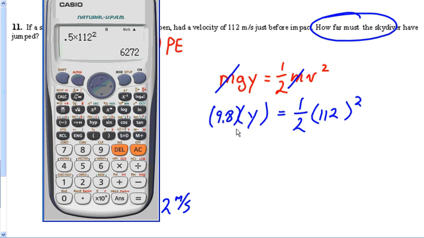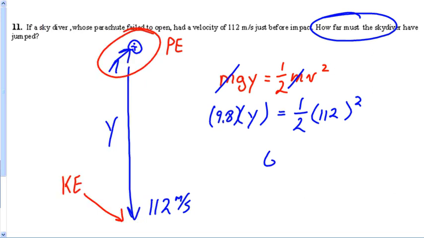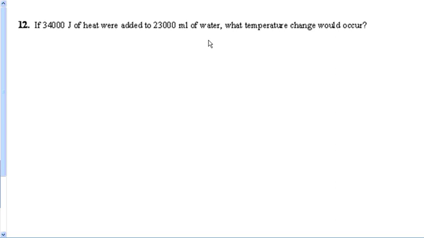Now I'm going to divide both sides by 9.8. And I've got an answer of 640 meters. So this skydiver fell from a height of 640 meters. Long way to fall.